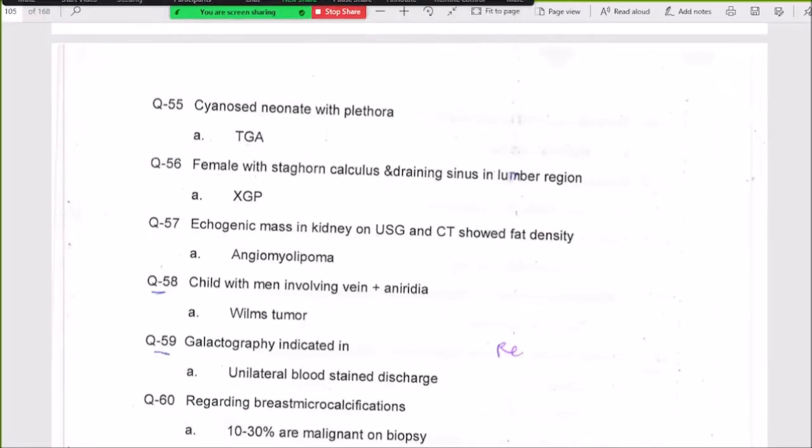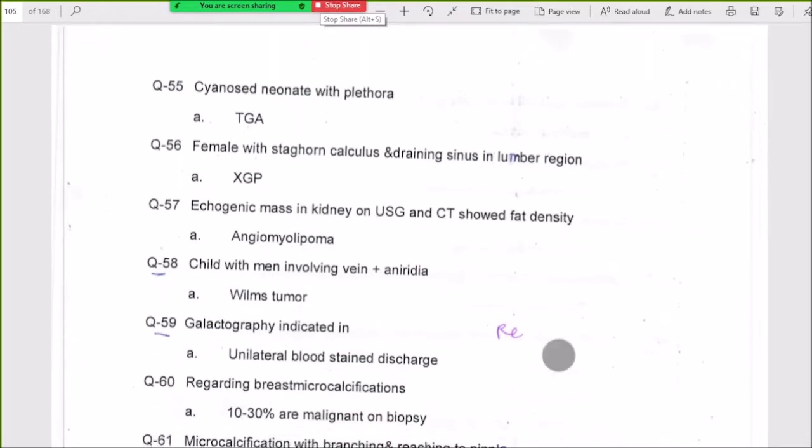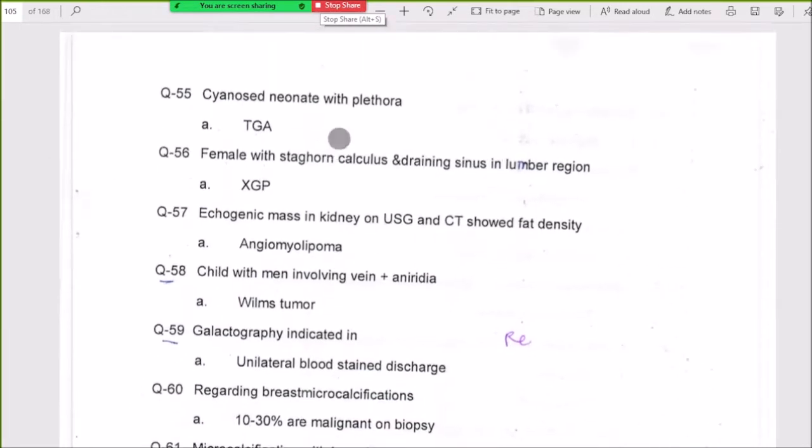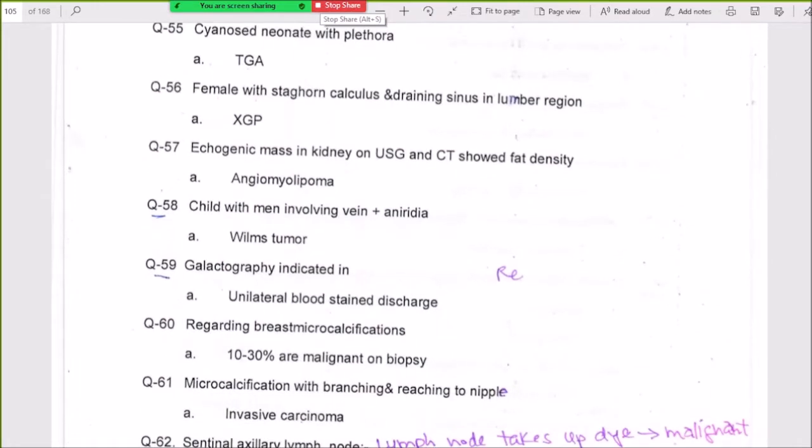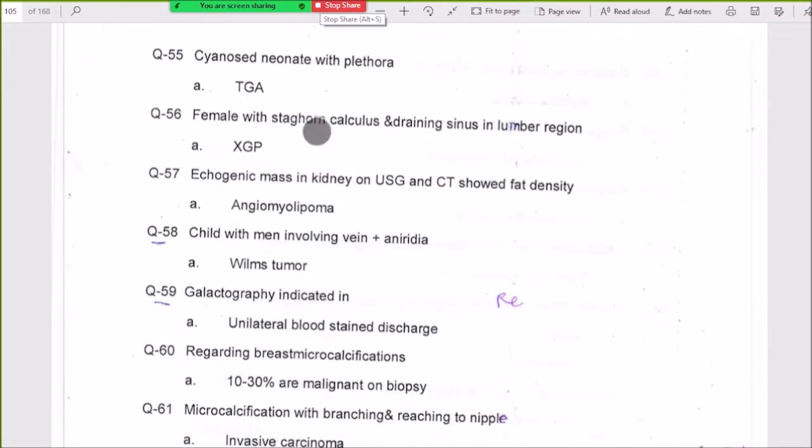Cyanotic neonate with plethora is seen in TGA, transposition of great arteries. Question number 56. Female with calculus and tenderness in the lumbar region, xanthochromic spinal tap.